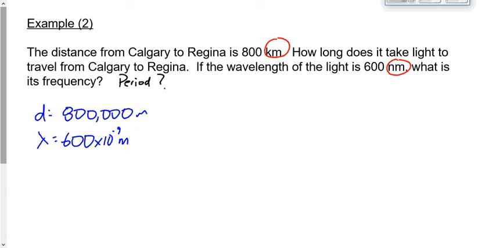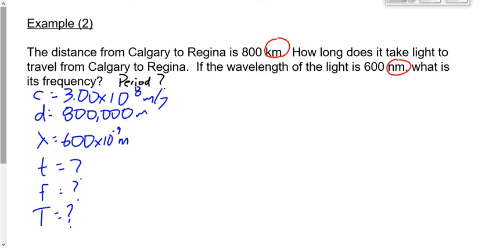We're looking for how long it takes, t. We're looking for the frequency. And we're looking for the period, capital T. Is there anything else that we have if we read between the lines here? Yep. Good. The speed of light, which sometimes we call v, sometimes we call c. I'm going to call it c here. 3.00 times 10 to the 8 meters per second.